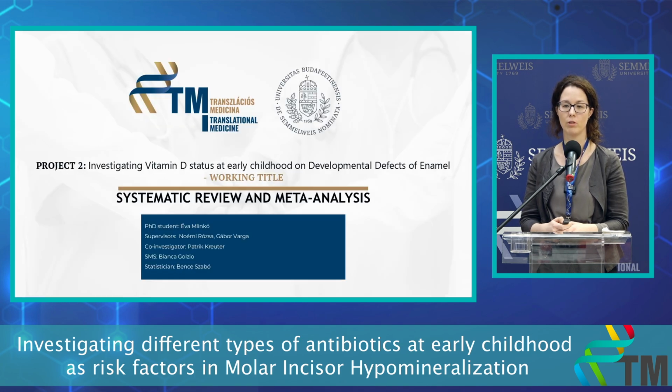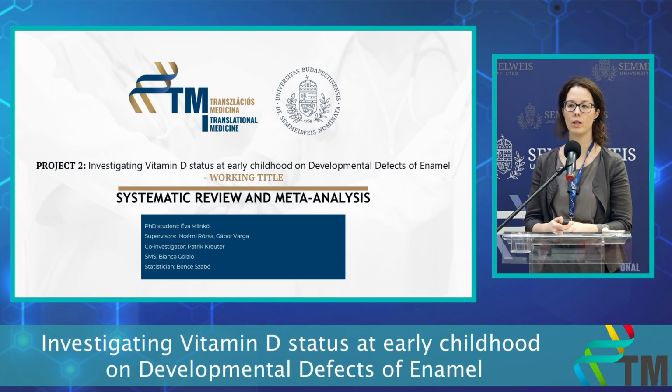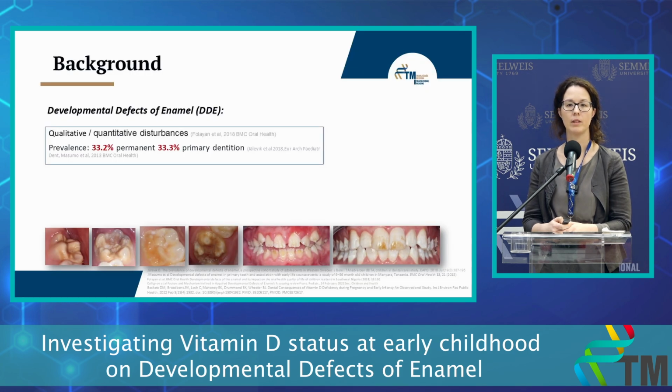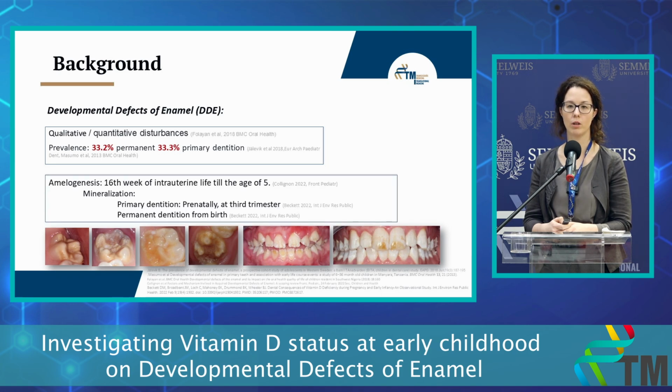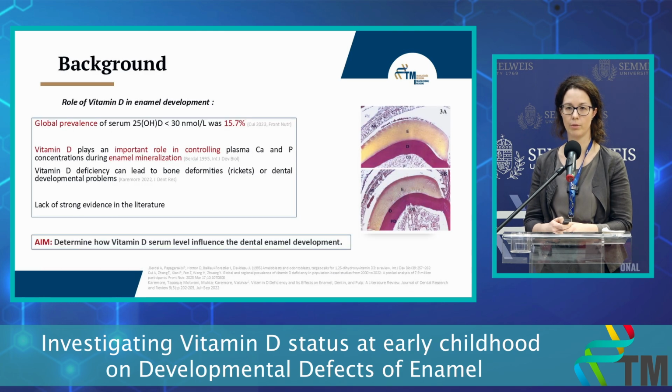And now I would like to introduce the second project, which is investigating vitamin D status in early childhood and developmental defects of enamel. Developmental defects of enamel can be qualitative or quantitative disturbances with the same prevalence rate in primary and permanent dentition. Amelogenesis starts at the 16th week of intrauterine life and ends around the age of 5. The mineralization process starts in the primary dentition in the 3rd trimester, and after birth in the permanent dentition.